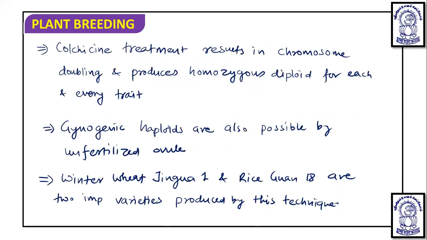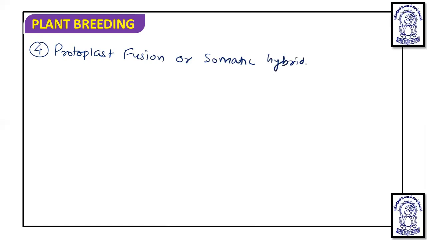Now, after this, the fourth type of culture which we are going to discuss is protoplast fusion or somatic hybridization. Protoplast fusion or somatic hybridization is what we are going to discuss.